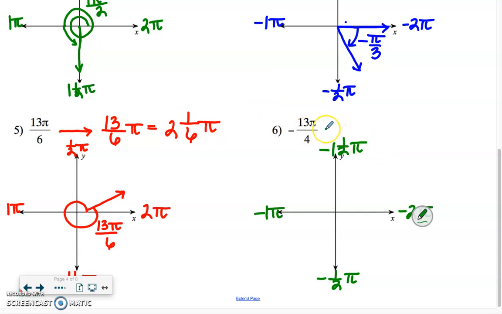All right, here's our last one. Same thing as the last few.